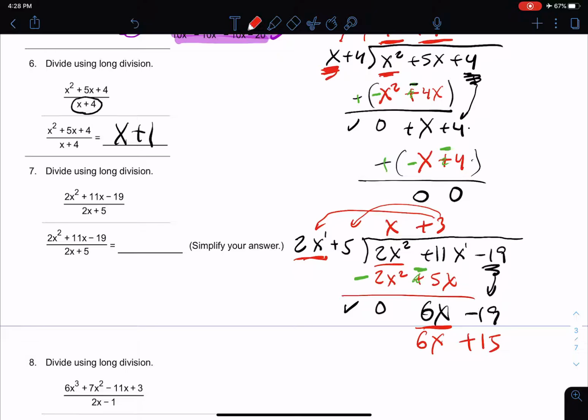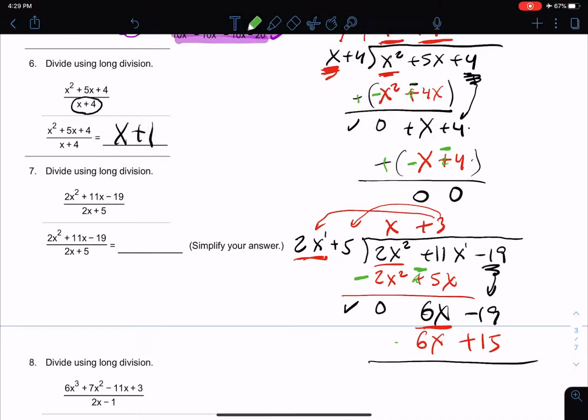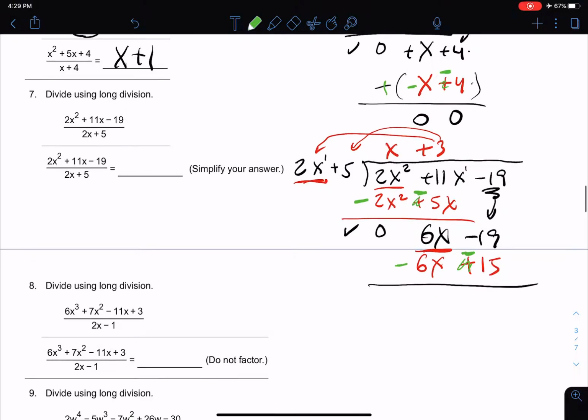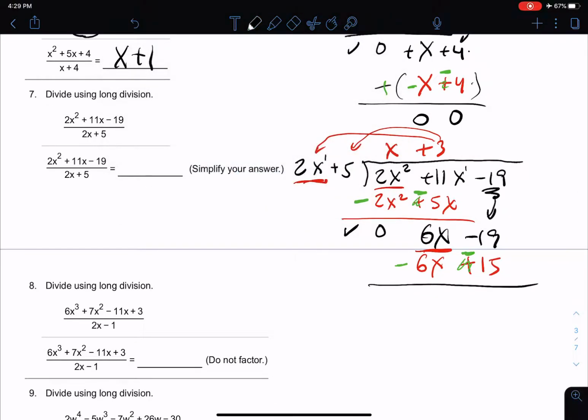Now remember, our polynomial subtraction is next. And what's the best way to subtract polynomials? Just change your signs and add them up. That will be the same as subtraction. And we're very happy to see that a 6x and a negative 6x is 0. So check, that worked out. And I've got a negative 19 and a negative 15. This is number 7. So we have negative 19, negative 15, which is negative 34.